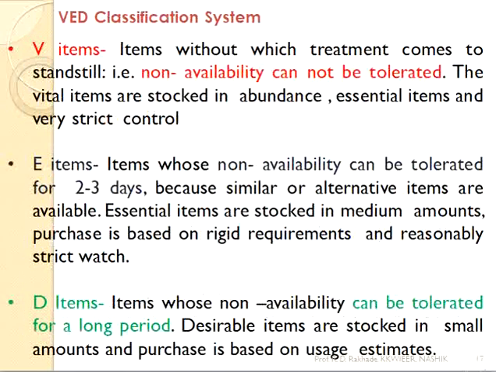So for V items, non-availability cannot be tolerated. This is the most important category, just like A. Then E items are essential items whose non-availability can be tolerated only for 2 to 3 days, somewhat similar to the B category. Then D items are those whose non-availability can be tolerated for a long period also, so they are not that much important. Desirable items are stocked in small amounts and purchase is based on use estimate.